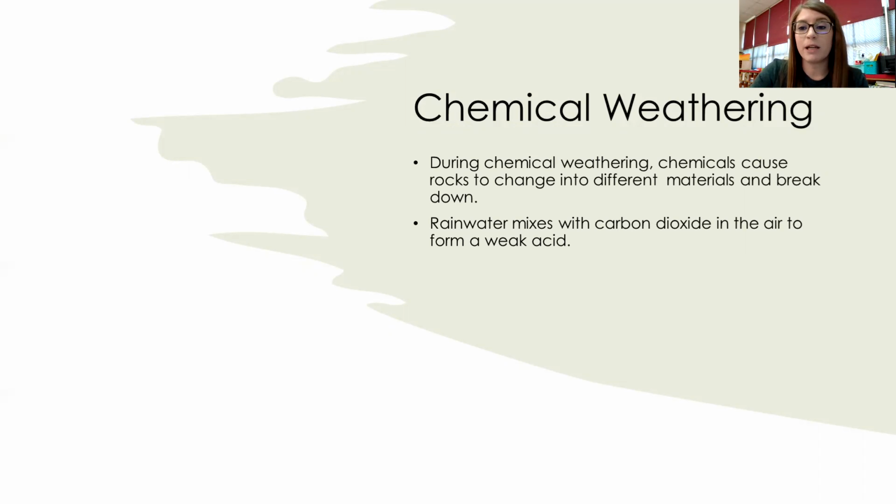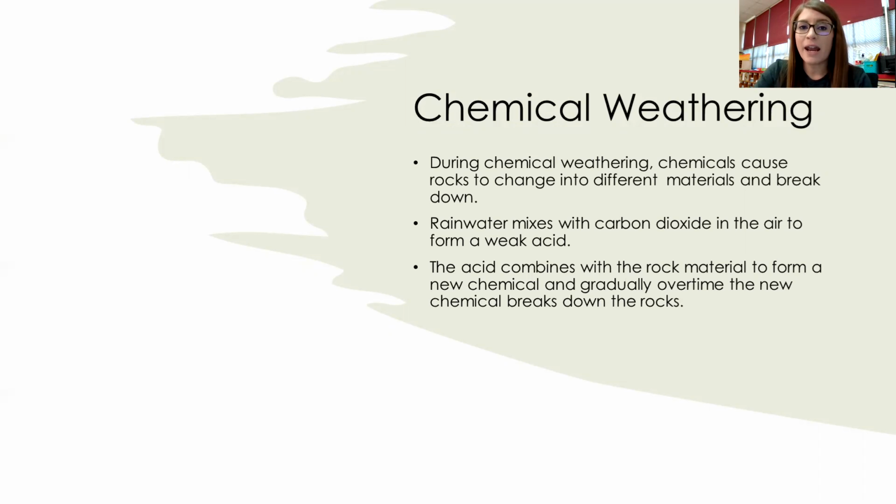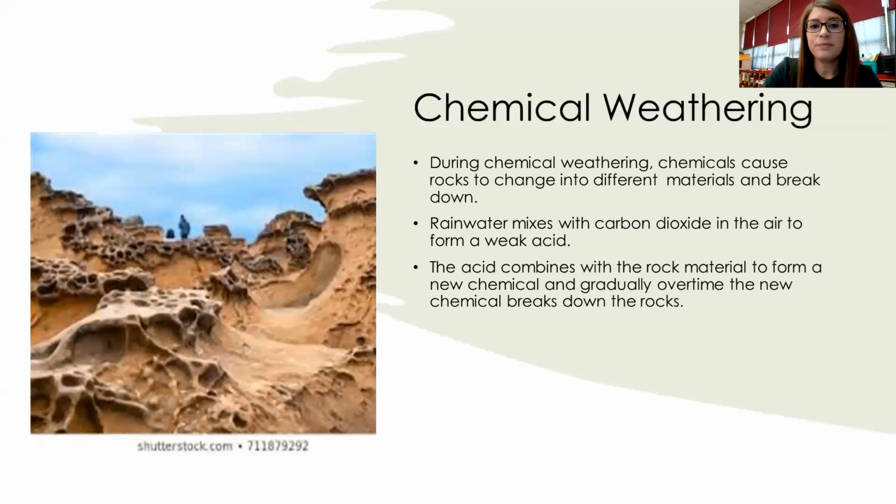Rainwater mixes with carbon dioxide in the air to form a very weak acid. That acid then combines with the rock material to form a new chemical, and that new chemical gradually over time breaks down the rocks. There is an example of chemical weathering. You can see how over time just these random holes have kind of formed in these rocks.